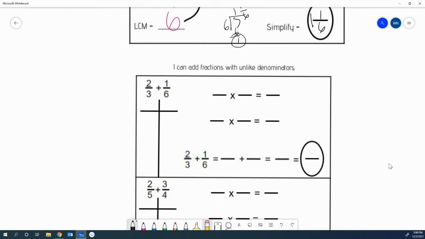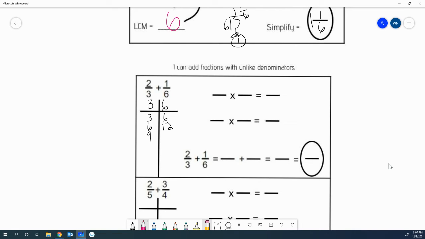Let's go ahead and move on to the next page there. Reminding us I can add fractions with unlike denominators. We've got 2/3 plus 1/6. Go ahead and find your least common multiple. For this one, it was super easy. All you had to do was write your 3, 6, 9, and 6, 12.